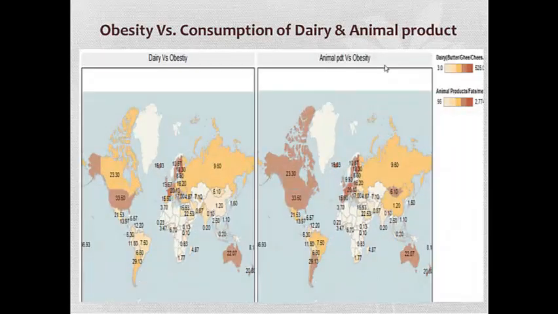Now we go into the analysis of obesity based on the consumption of dairy and animal products. The color legend corresponds to the consumption and the label corresponds to the obesity value. From the representation, we can note a very strong relationship between obesity and the consumption of dairy and animal products.